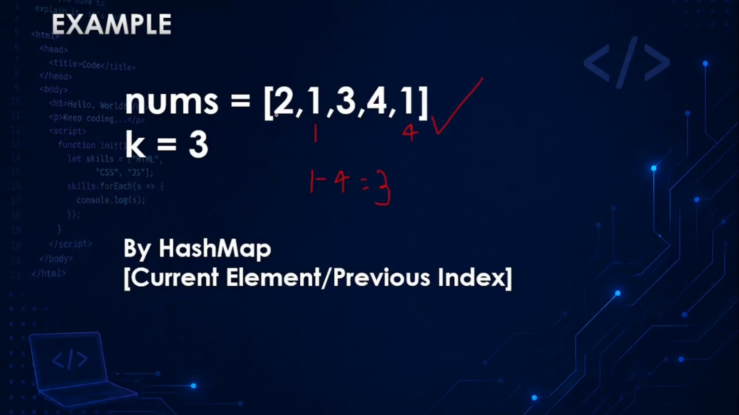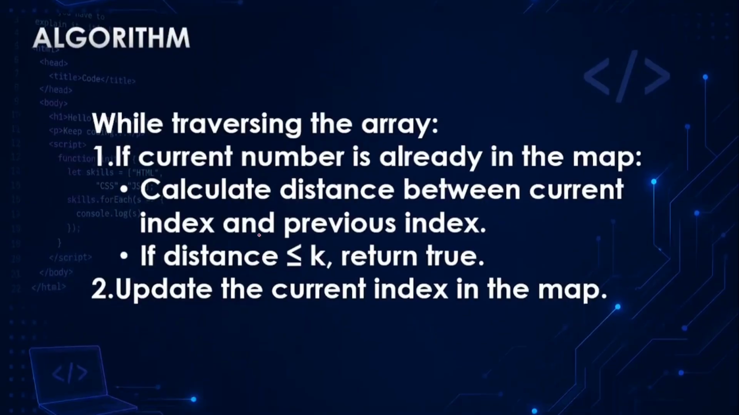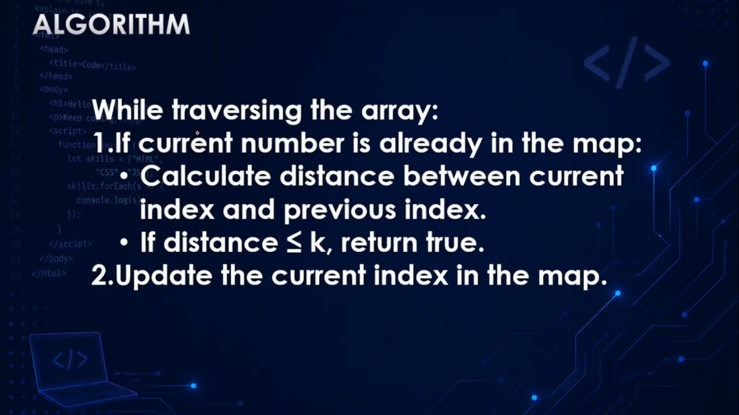To solve this, I'll be traversing each element one by one as the current element, taking into account its most recently encountered index. For this, I'll be using a hash map, where my key would be the current element that I'm iterating over, and the value would be the previous index. Let's take a look at this algorithm. You will have a clear understanding of what I'm talking about. As I've told you, we'll be traversing the array.